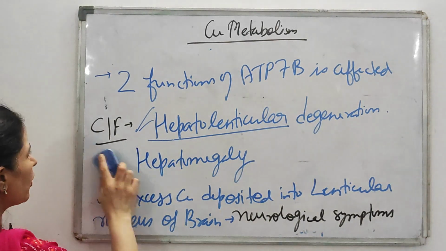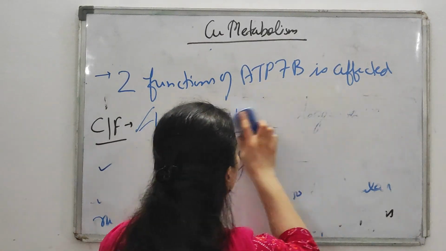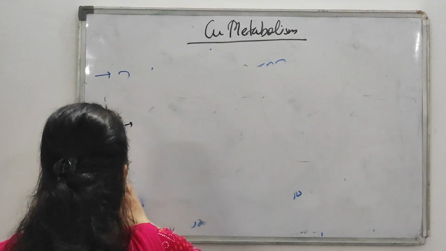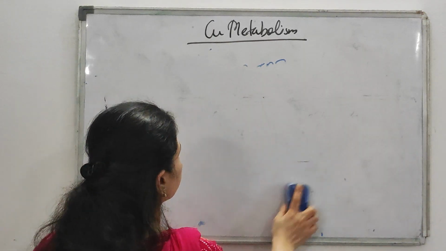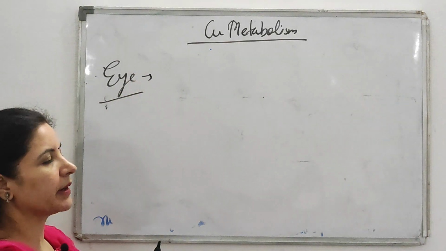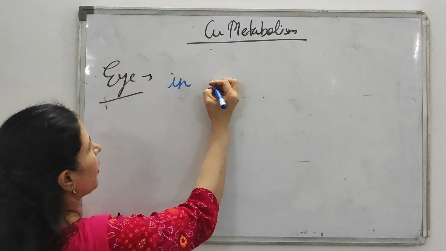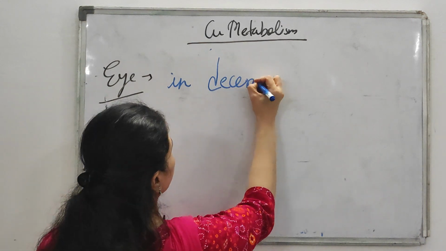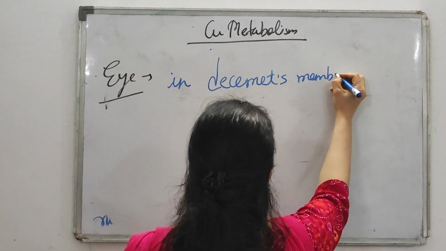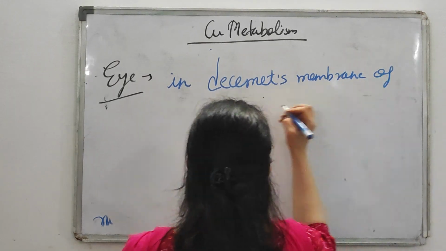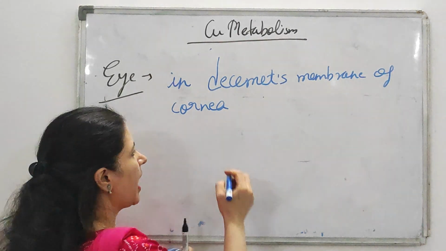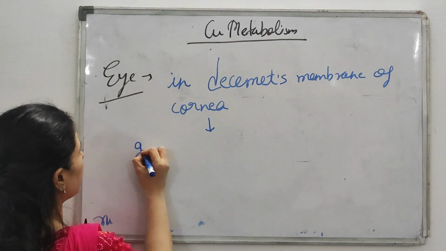What other clinical findings will be there in Wilson disease? Another finding is of this copper. The excess copper, what will happen? The excess copper gets deposited into the eye. Okay. What are the changes in the eye? The excess copper gets deposited in where? It is deposited in Descemet's membrane of the cornea.